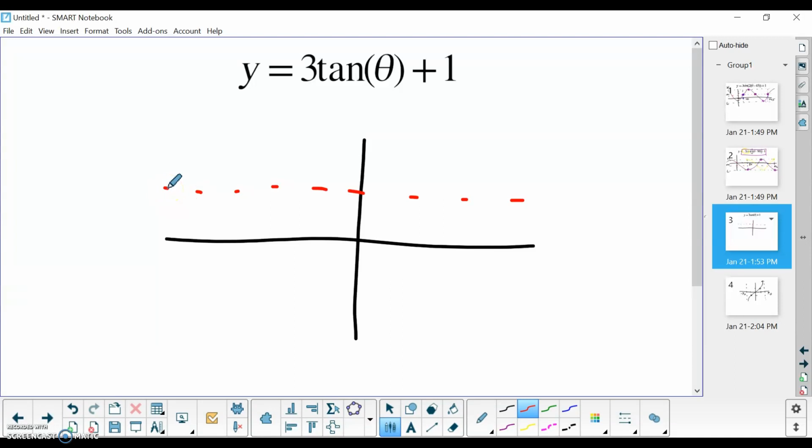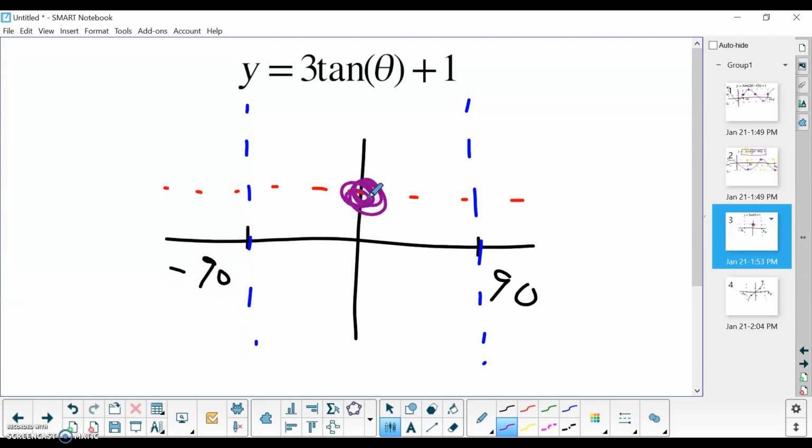And we've also got the 3. What's not changed here is our period. Still 180 degrees, which means we're going from -90 to 90, and we haven't got a phase shift at all. So, drawing those asymptotes. The difference here is that we've shifted that graph up 1, and so our center point there is at 0, 1.